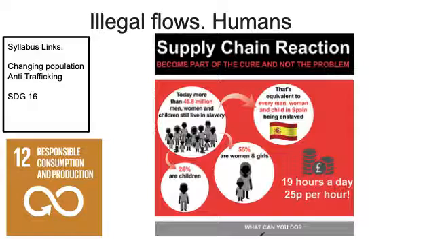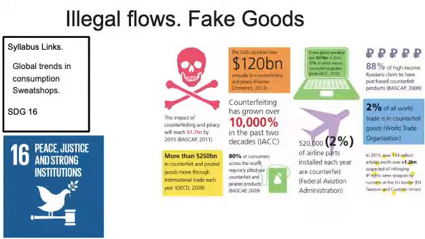And there's a good possibility that you would currently be using or consuming products that somewhere have been involved with the supply chain of human trafficking. There are also illegal flows in goods. Again, this links to global trends in consumption.